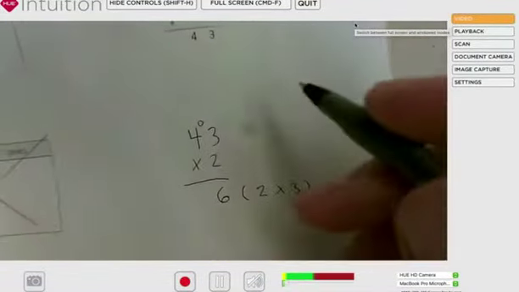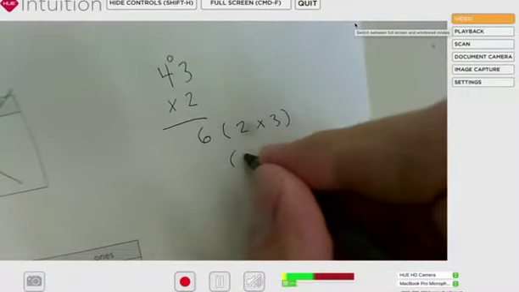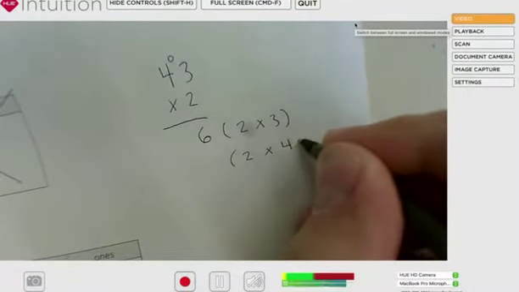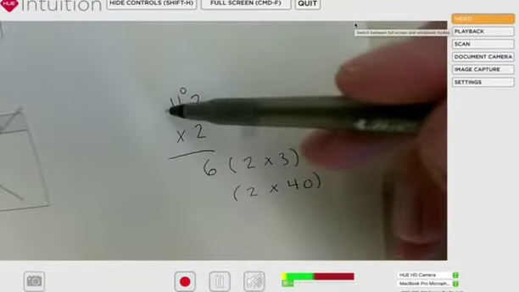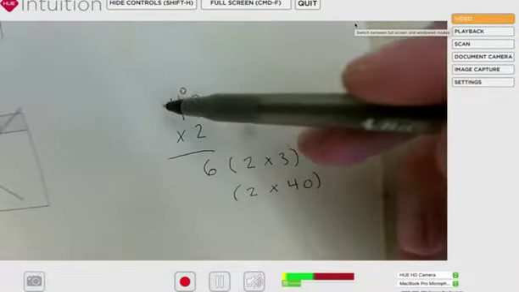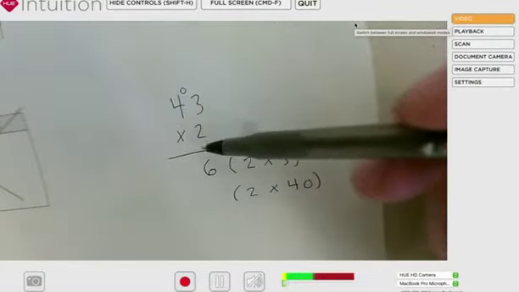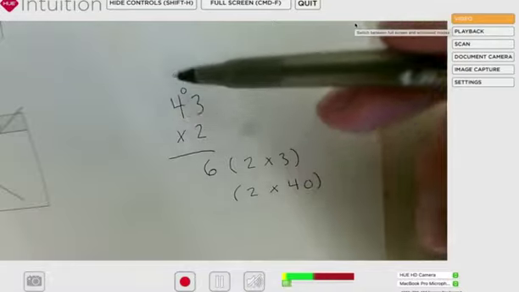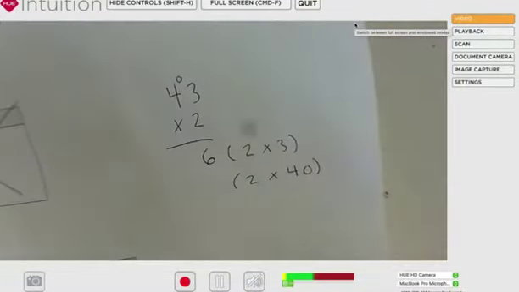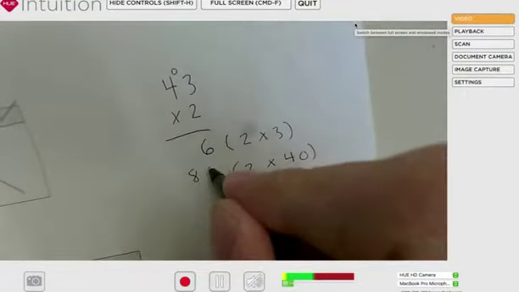Yeah, the second partial product will be 2 times 40, not 2 times 4, right? Remember, we go up, then over, up, then over, up to the left, up to the left, up to the left, and that's a 40. Okay, so 2 times 40 is 80.